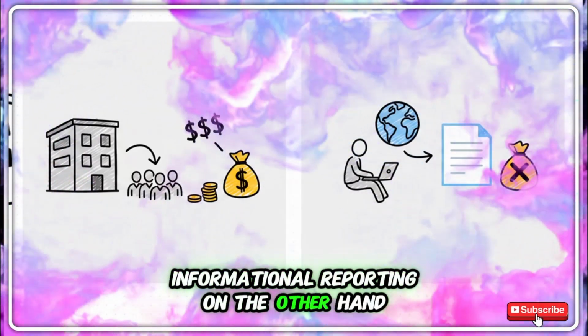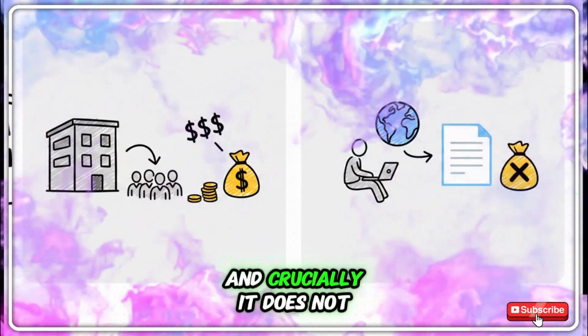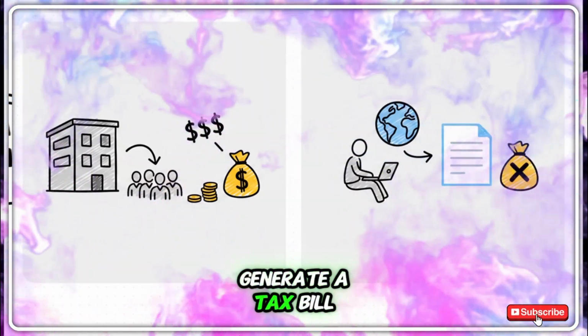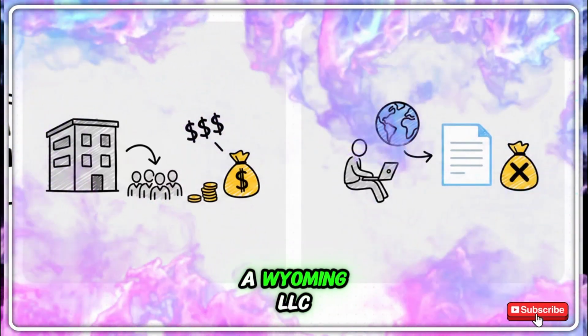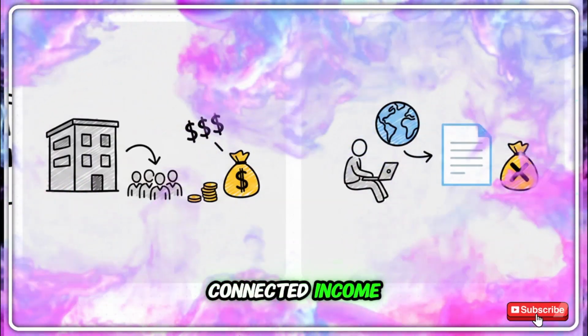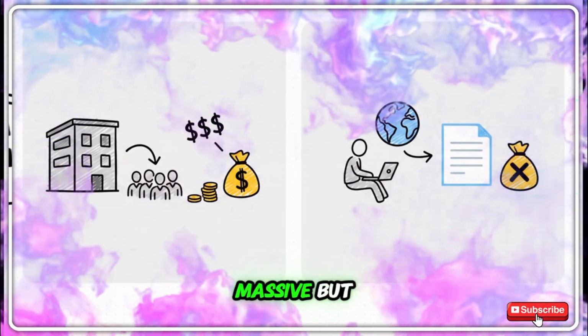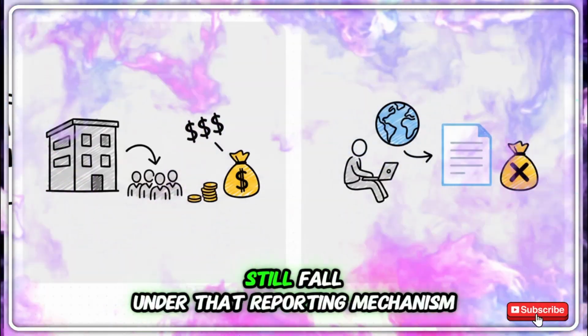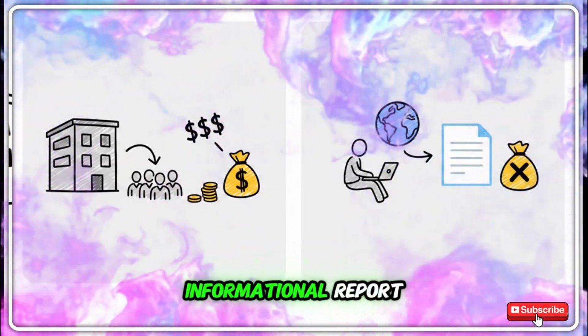Informational reporting, on the other hand, is triggered by remote, non-US operations, and crucially, it does not generate a tax bill. If you're a foreign consultant doing business globally through, say, a Wyoming LLC, you likely have zero effectively connected income, which means zero US taxes owed. But, and this is a massive but, you absolutely still fall under that reporting mechanism. You still have to file the informational report.